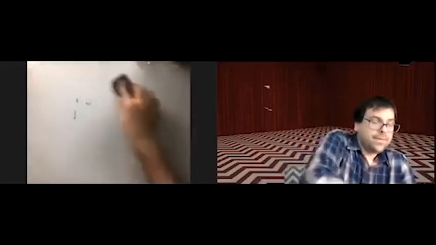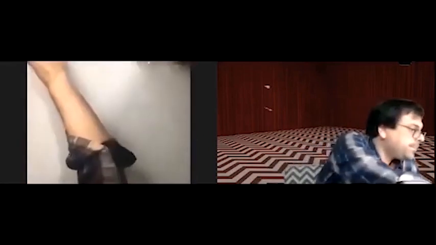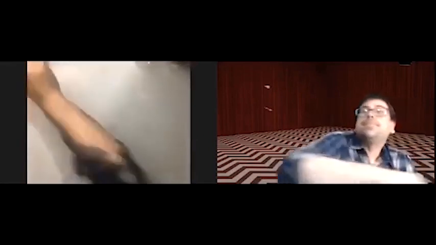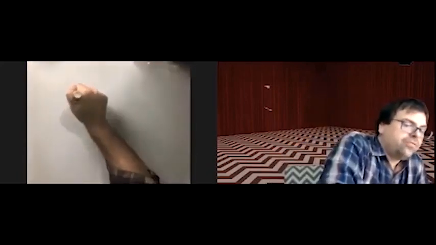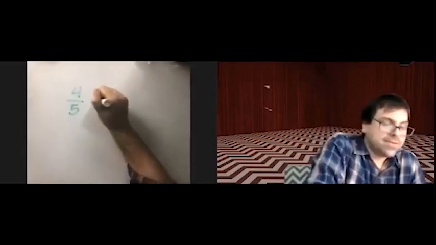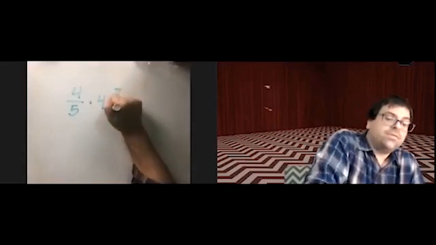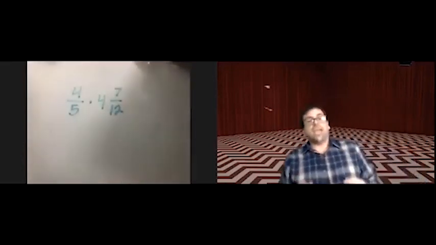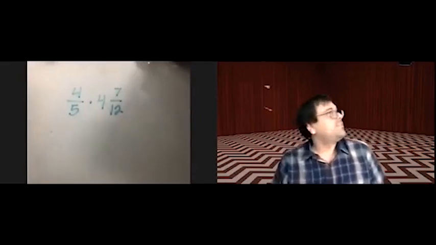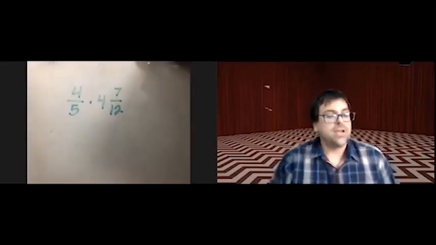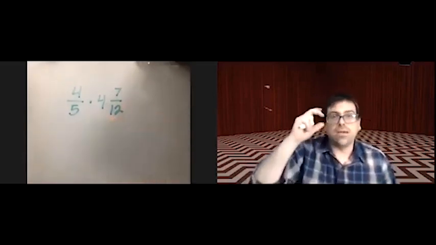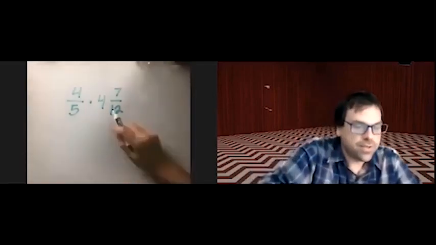Let's do another one like this. Four fifths times 4 and 7/12. Again, you can't just multiply 4/5 times 7/12. You must, absolutely must, turn this into an improper fraction first.